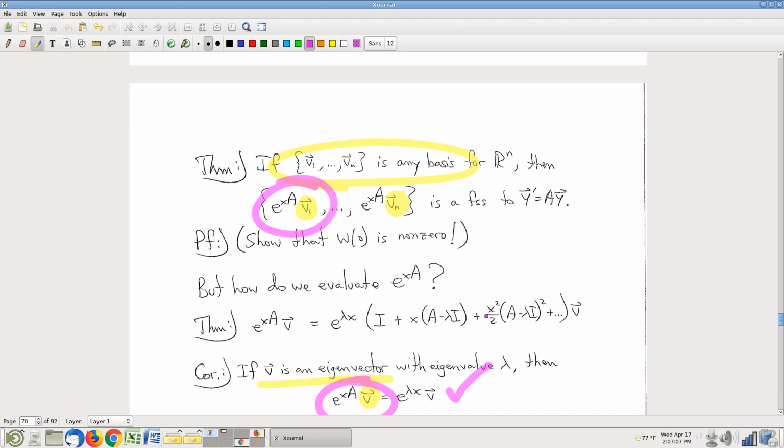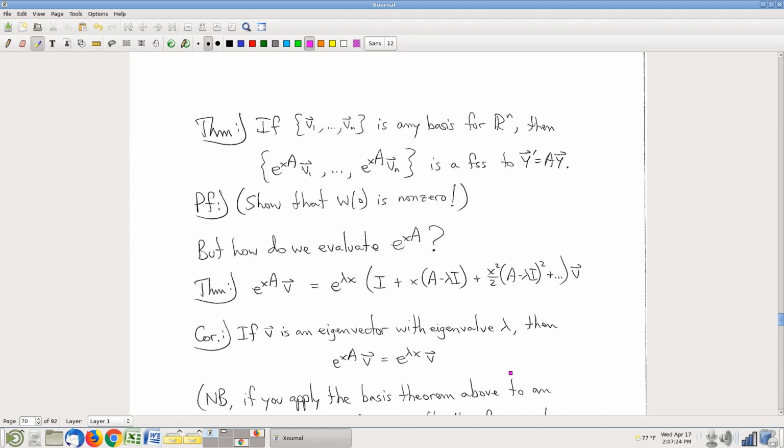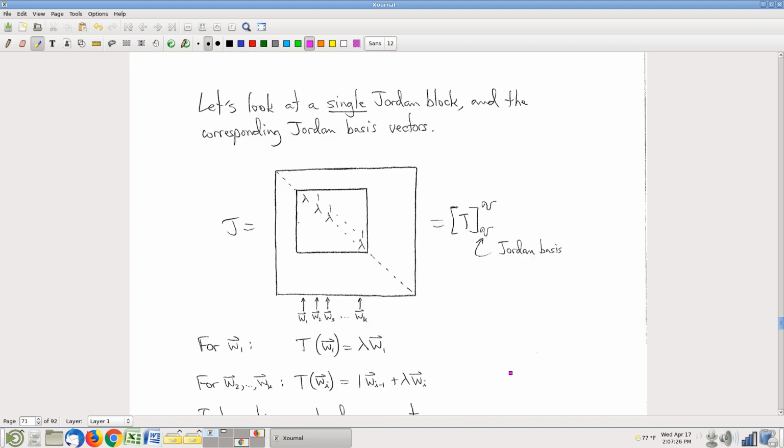So let's ask, what other vectors can we think of that fit nicely with A minus lambda I? And it turns out, it's just a matter of writing it down. There's some details we have to go through. But it turns out that Jordan basis vectors are going to fit very nicely with that requirement. So let me remind you what we know about Jordan basis and Jordan form. Here's our Jordan form.